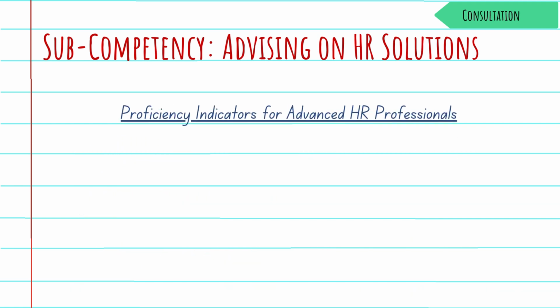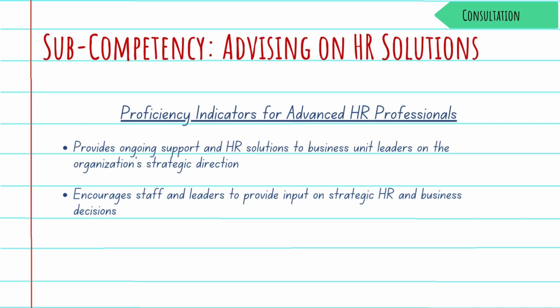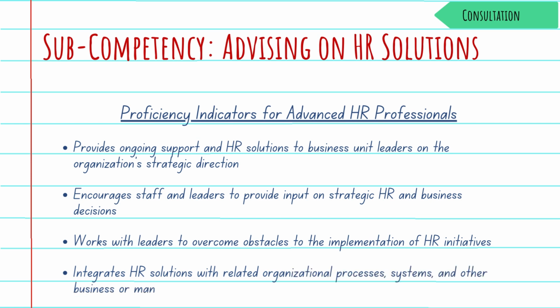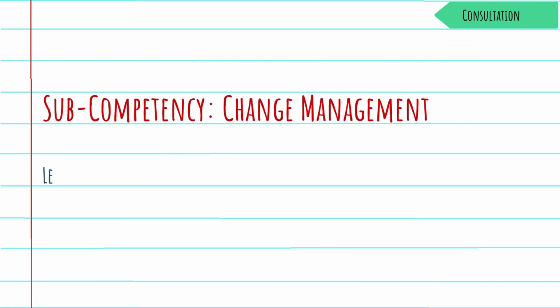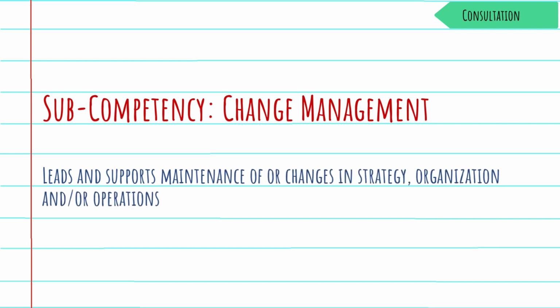For advanced professionals, indicators include providing ongoing support and HR solutions to business unit leaders on the organization's strategic direction, encouraging staff and leaders to provide input on strategic HR and business decisions, working with leaders to overcome obstacles to the implementation of HR initiatives, and integrating HR solutions with related organizational processes, systems, and other business or management initiatives. Change management leads and supports maintenance of or changes in strategy, organization, and business operations.